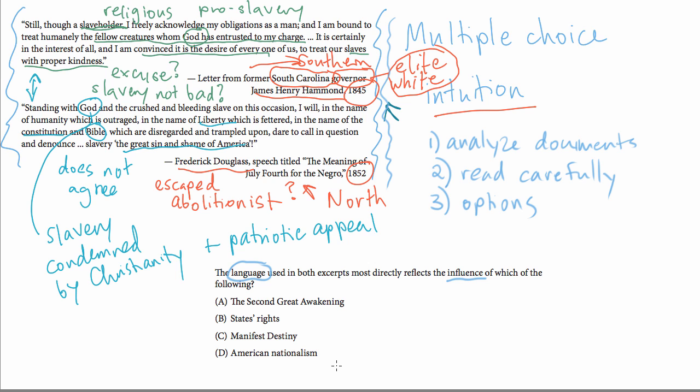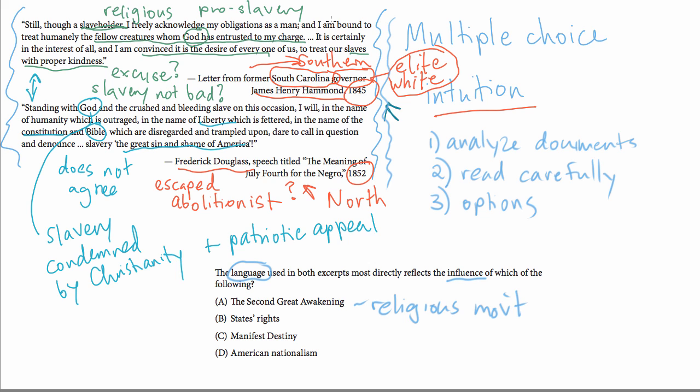Okay, option A, the Second Great Awakening. All right, well, I'm gonna say that's a religious movement of some kind. And they both talk about God and the relationship between slavery and Christianity. So I'm gonna leave that as a possible.